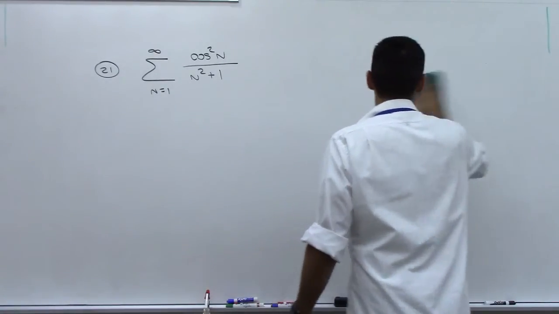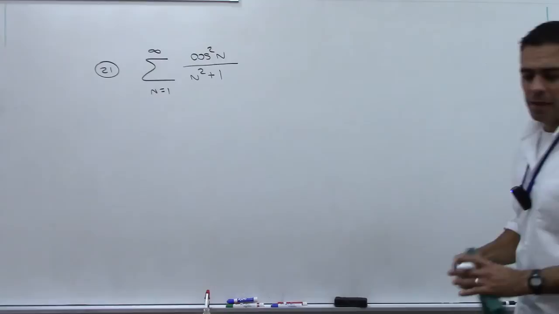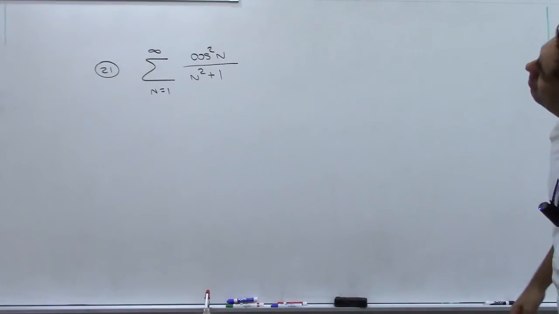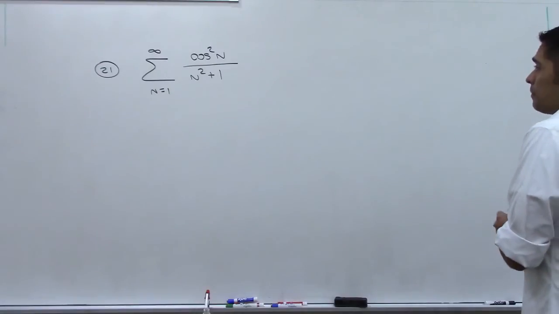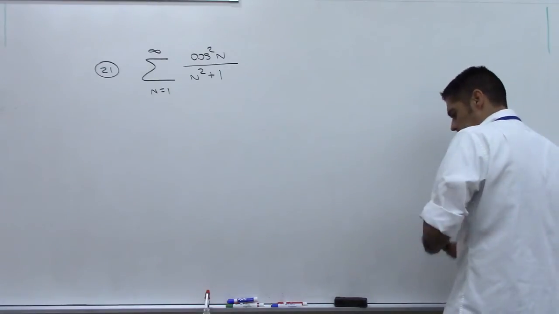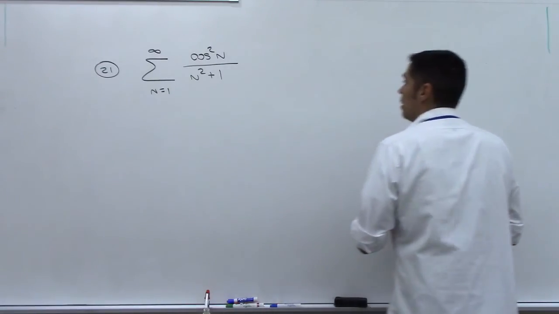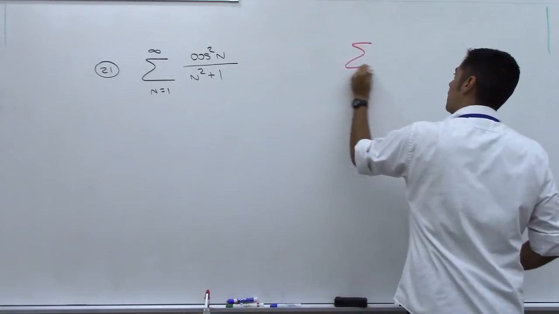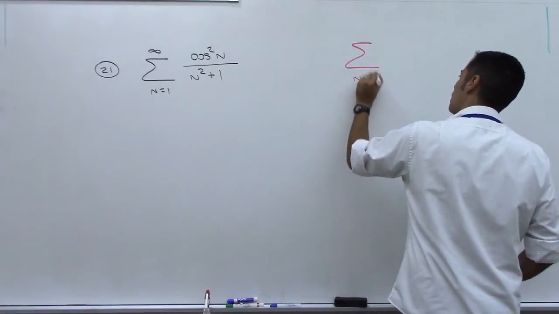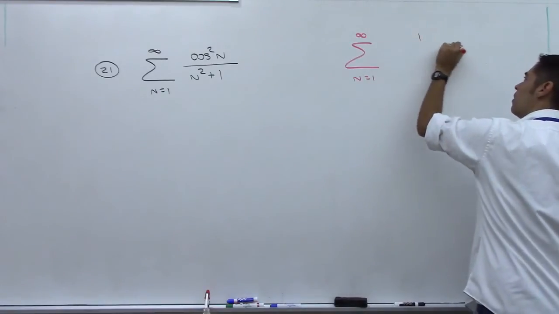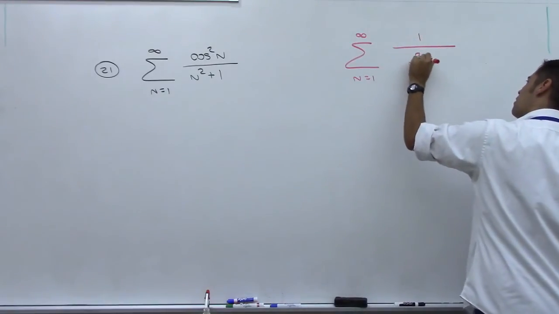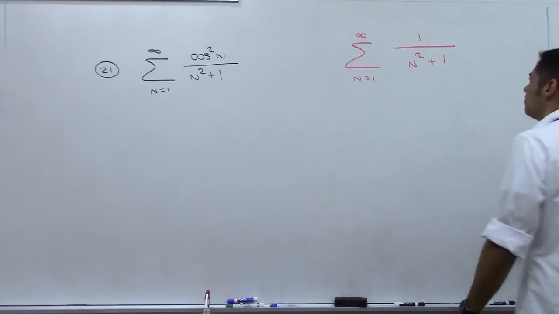I don't want to integrate that. I really don't want to integrate that because I've got cosines mixed with a polynomial. That would probably be pretty ugly. So let me try and compare it. So let's see what my comparison series would be. Maybe sum n equals 1 to infinity, maybe 1 over n squared plus 1.